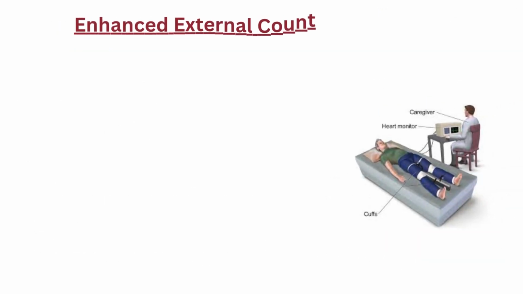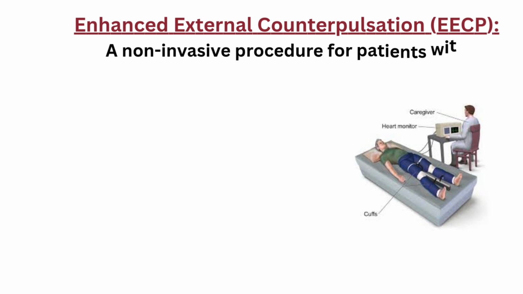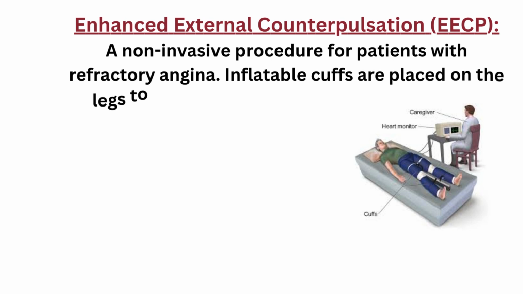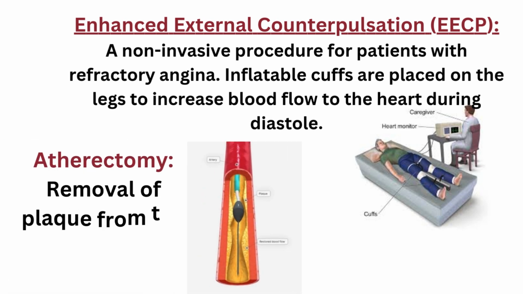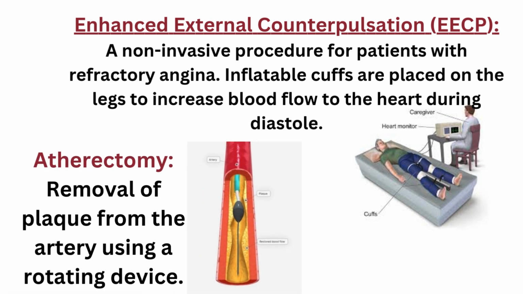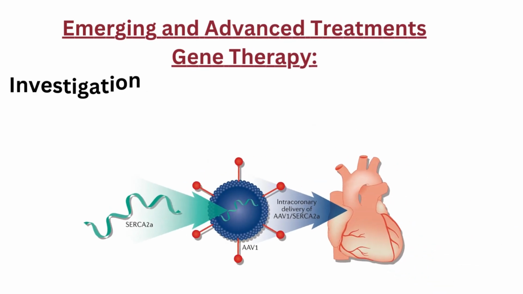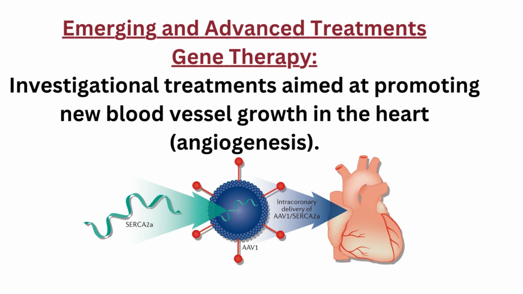Enhanced external counterpulsation, ECP. A non-invasive procedure for patients with refractory angina. Inflatable cuffs are placed on the legs to increase blood flow to the heart during diastole. Atherectomy. Removal of plaque from the artery using a rotating device. Emerging and advanced treatments. Gene therapy. Investigational treatments aimed at promoting new blood vessel growth in the heart, angiogenesis.